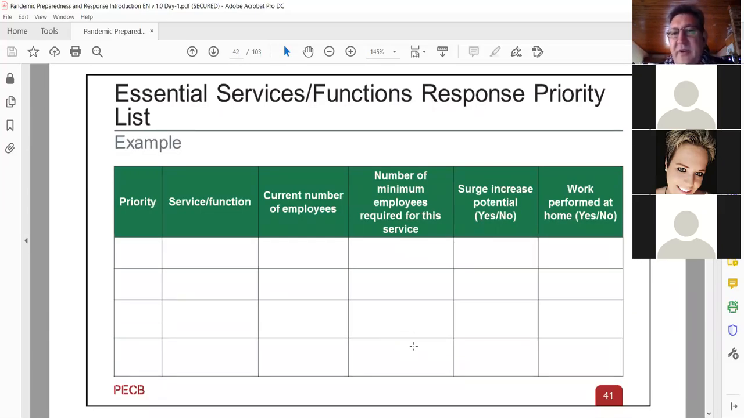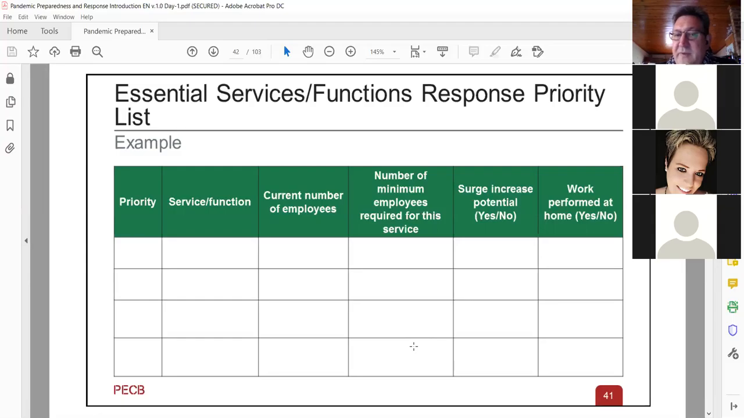So, essential services function response priority list. This is a very important document that we are speaking about here. What is your essential services or your functions or your response priority list? And this is coming back again to your vendors, to your persons, your processes, everything there. So firstly, what is your priority? And you can also have a severity analysis, a likelihood analysis. We can have a criteria of measurement in any way that we can actually do this.